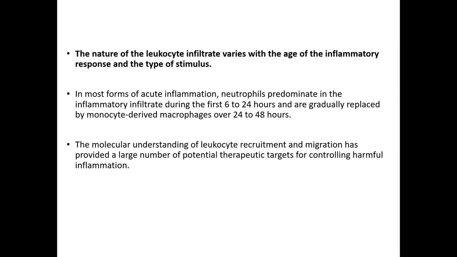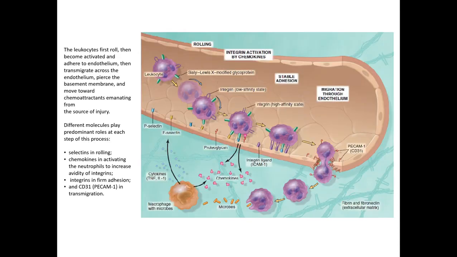The nature of the leukocyte infiltrate varies with the age of the inflammatory response and the type of stimulus. In most forms of acute inflammation, the neutrophils predominate in the inflammatory infiltrate during the first 24 hours and are gradually replaced by monocyte-derived macrophages over 24 to 48 hours. This is a figure showing how leukocytes transmigrate from the intravascular to the extravascular tissue or space.